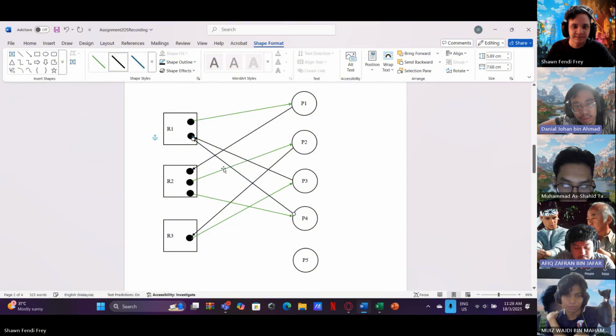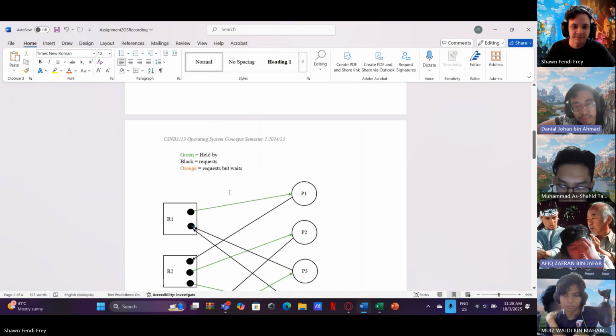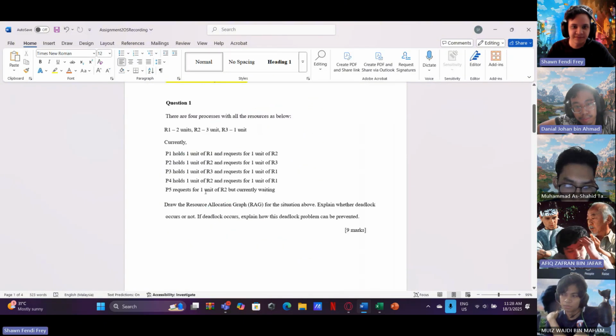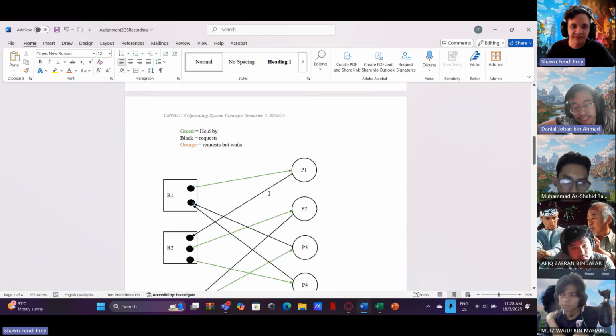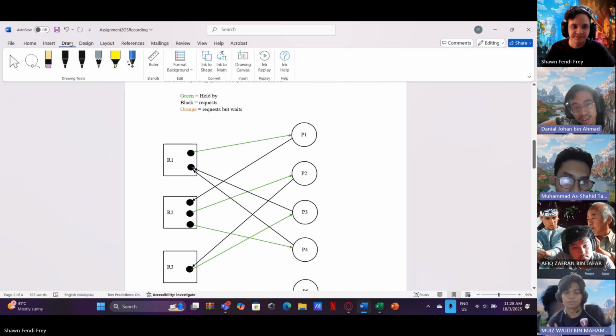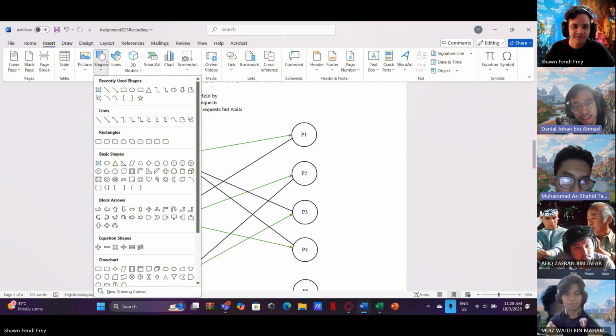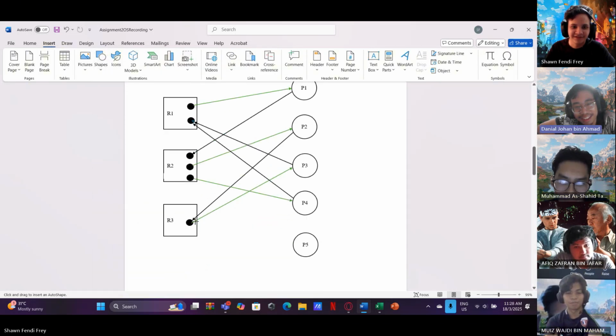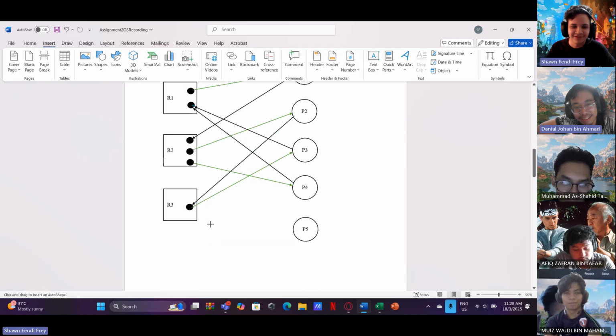And lastly, P5 requests R2. It requests 1 unit of R2 but is currently waiting, so the color will be orange. I like orange.